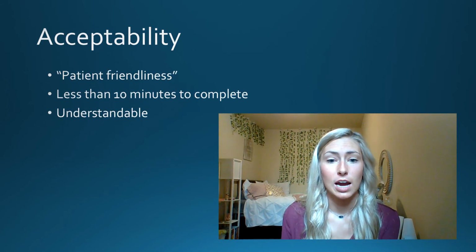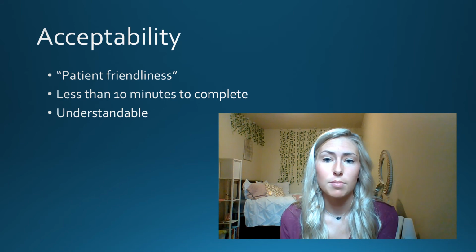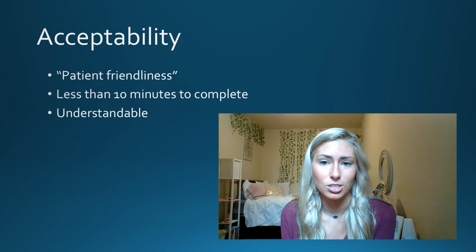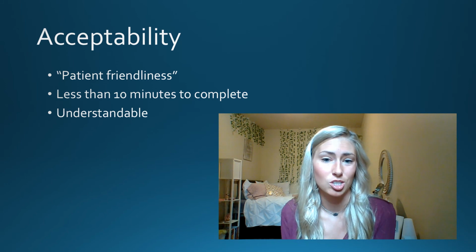Acceptability refers to how patient-friendly the outcome measure is. My patient took this questionnaire in less than 10 minutes, and she told me that she thought the questionnaire was relatively easy to understand and that she thought the questions were pretty clear.